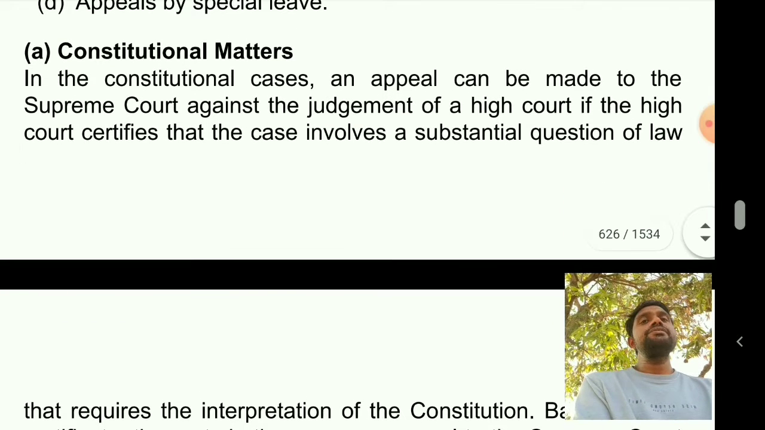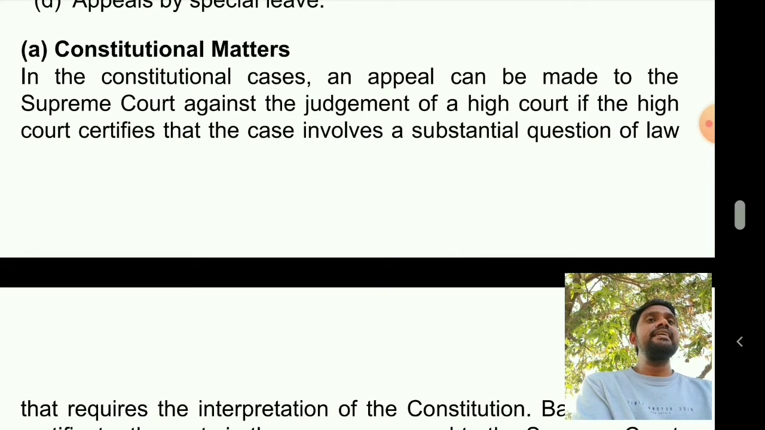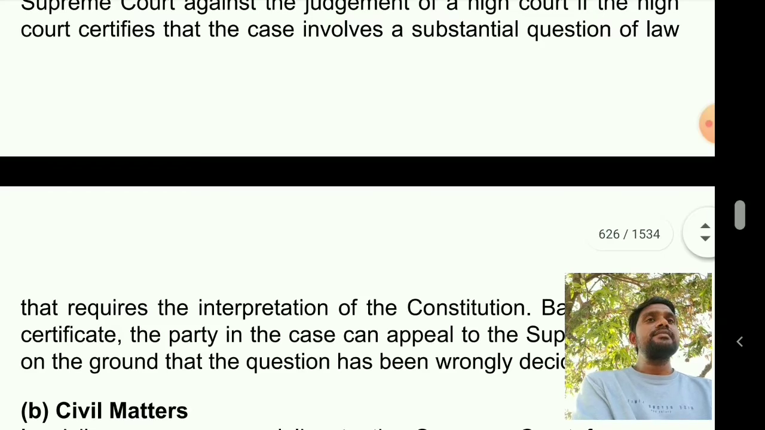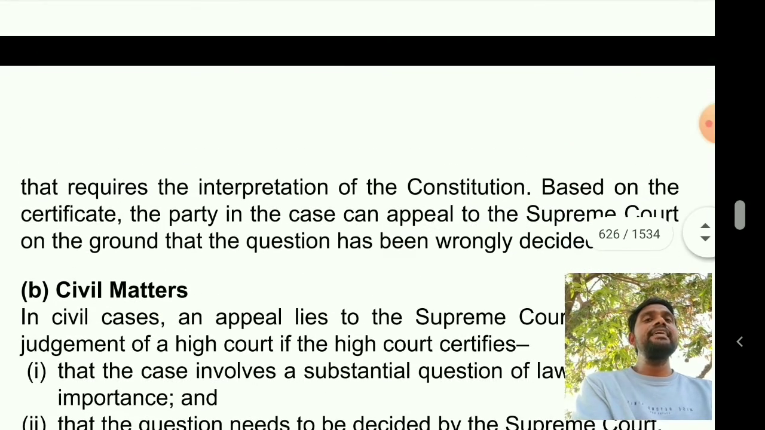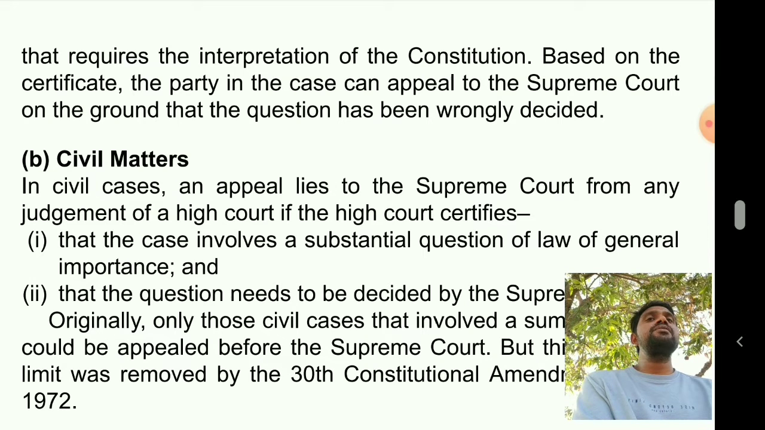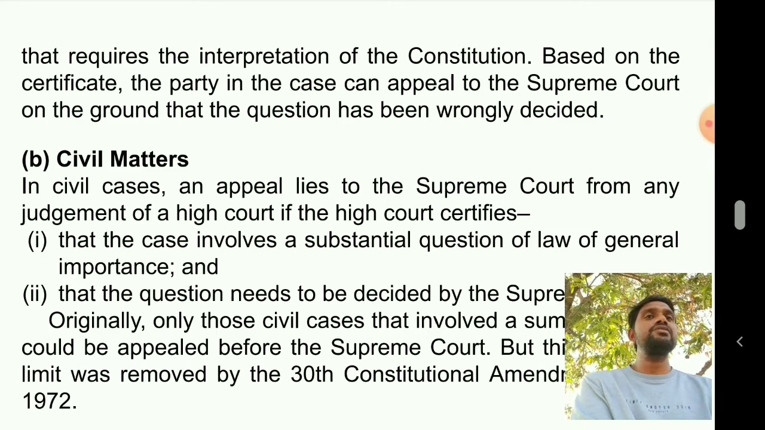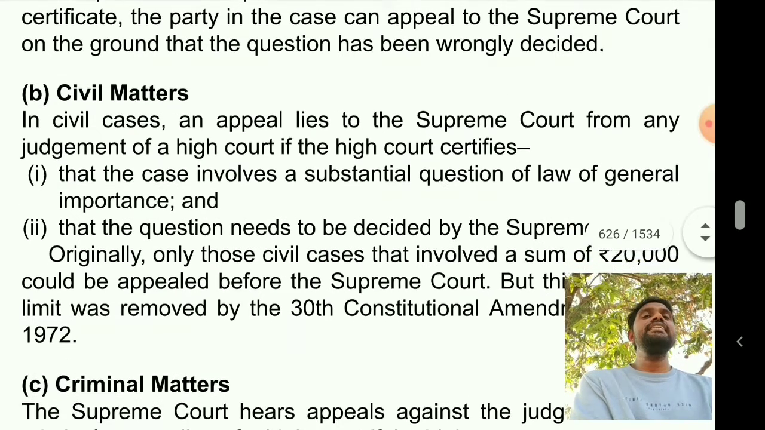First, A. Constitutional matters. In the constitutional cases, an appeal can be made to the Supreme Court against the judgment of a High Court if the High Court certifies that the case involves a substantial question of law that requires the interpretation of the Constitution. Based on the certificate, the party in the case can appeal to the Supreme Court on the ground that the question has been wrongly decided.